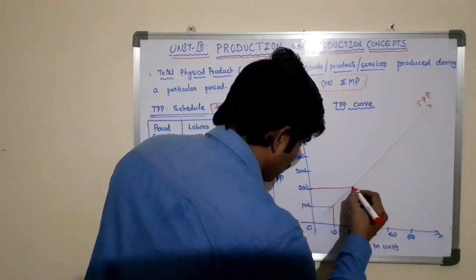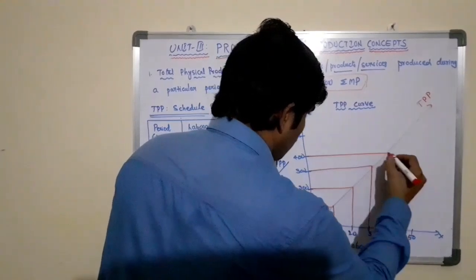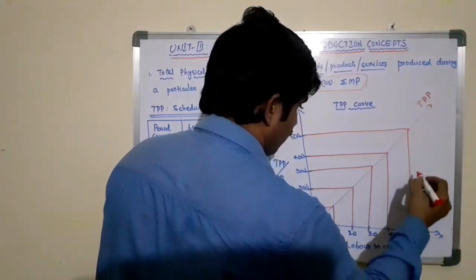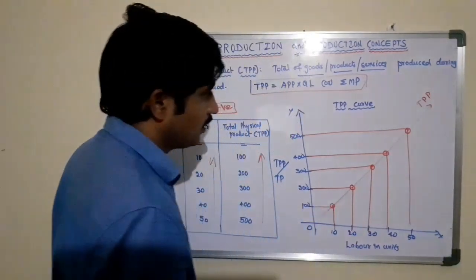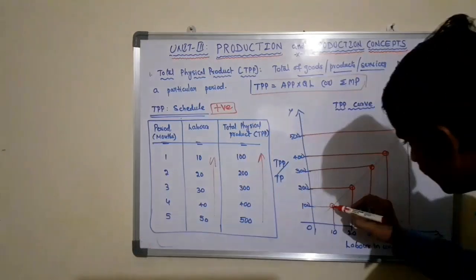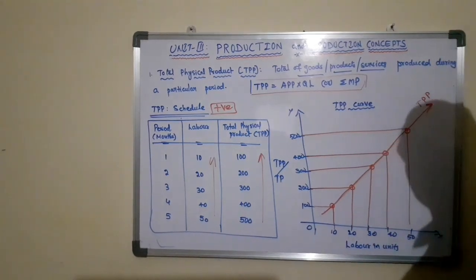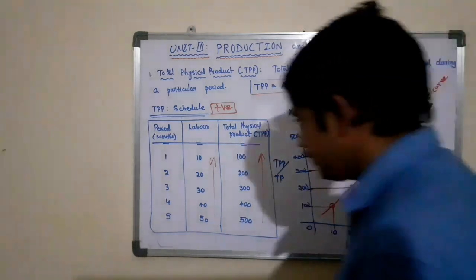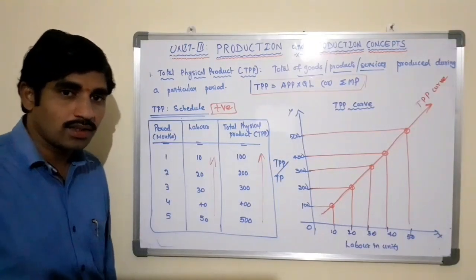Here you can point out like this: 100, 10, 200, 20, 300, 30, 400, 40, and 500. So they are the points that we have plotted and connected. Then the curve which is ascertained after connecting these points is known as the total physical product, or total production curve. This is about the total physical product or total production or the total product.